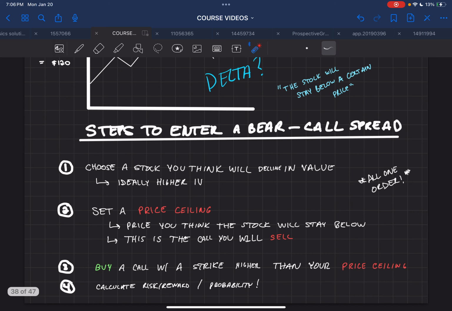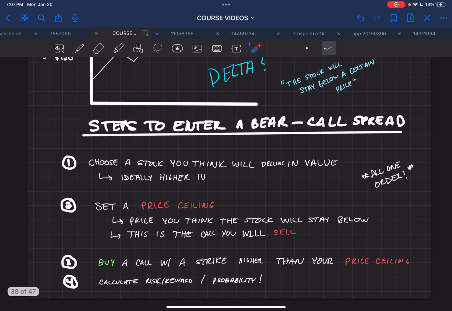So I wrote down 4 steps here. The first step is super simple. Choosing a stock that you think will decline in value and the date at which you think it will decline in value, right? Because that's going to inform us on the expiration we choose. Ideally, we want to have higher IV, like I said, because that means option premium is going to be higher.